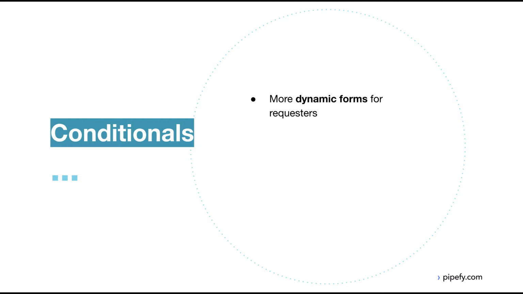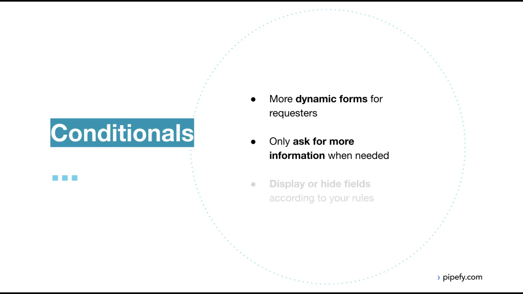With this feature, you can improve your process's complexity or even make your start forms and public forms more compact by only asking for more information when needed. By using conditional logic in your pipe's forms and phases, it is possible to display or hide fields according to the value in the previous fields, and depending on certain actions.